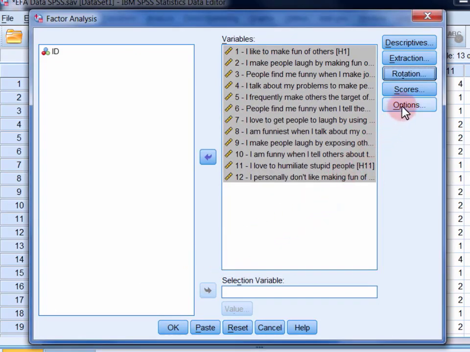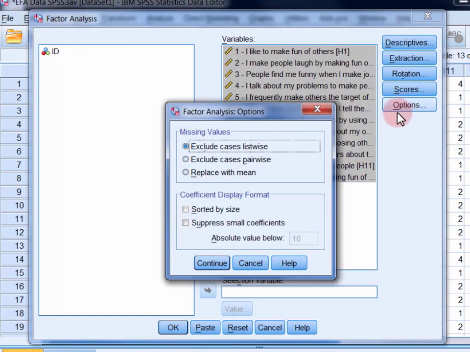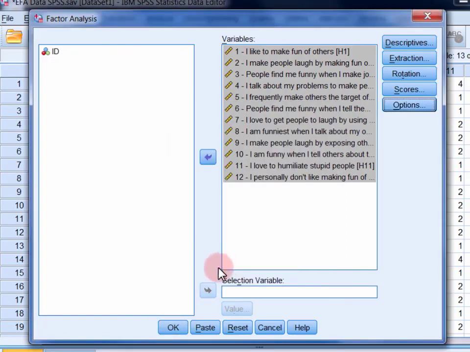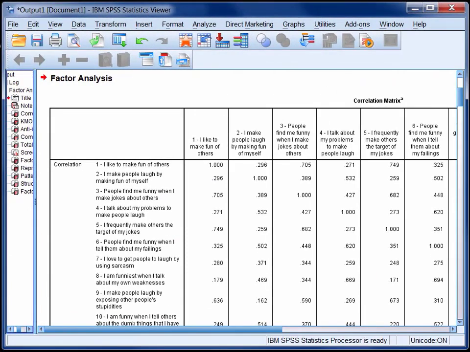Finally, in the Options dialog, select Sorted by Size and Suppress Small Coefficients, and change the absolute value below to 0.3. The reason that we're doing this is to make interpretation of the final output easier. Click Continue, and then click OK, and your output will appear in the SPSS Statistics viewer.